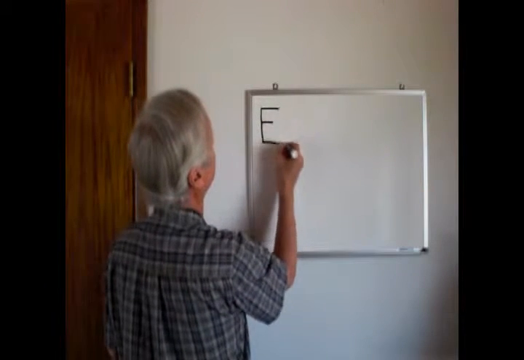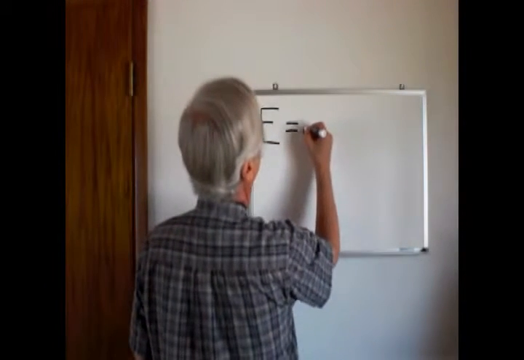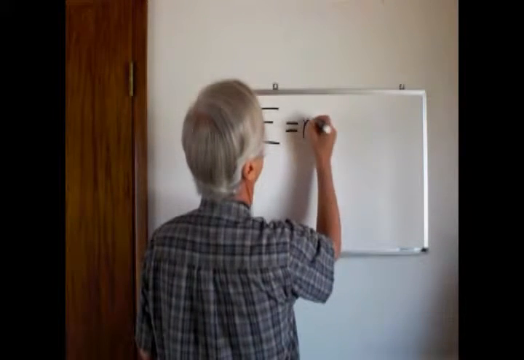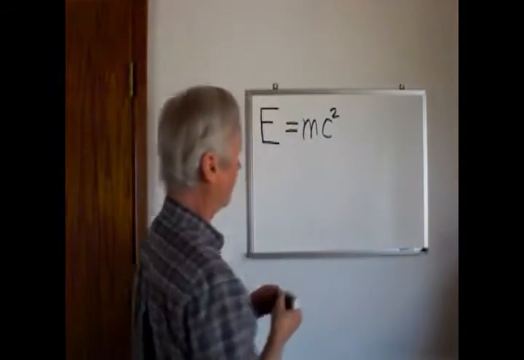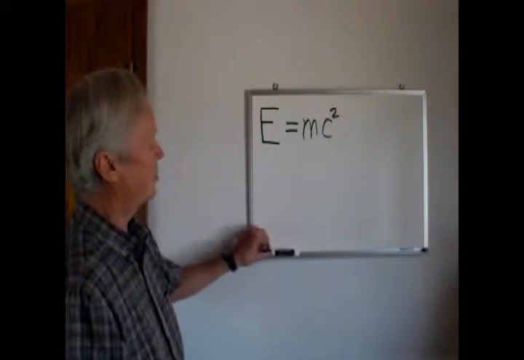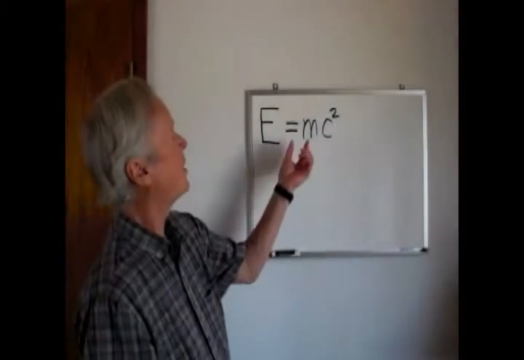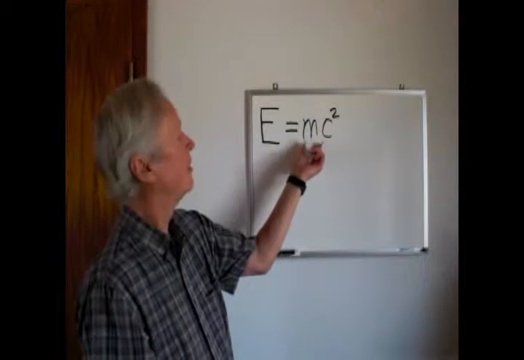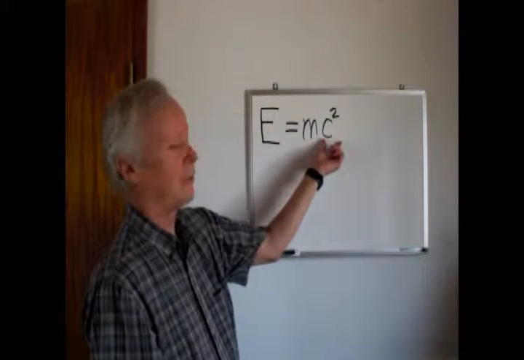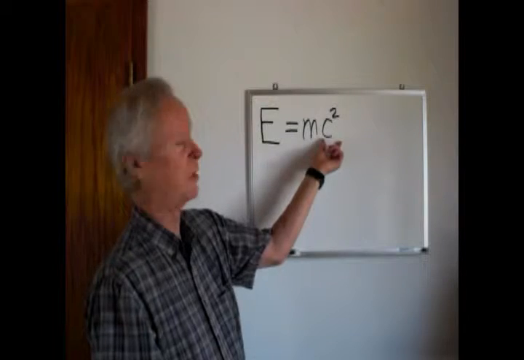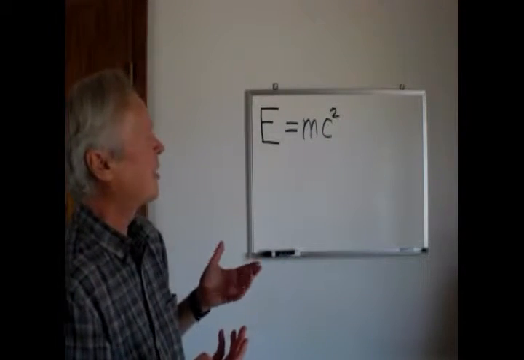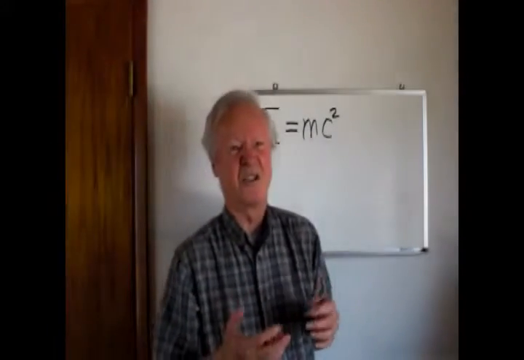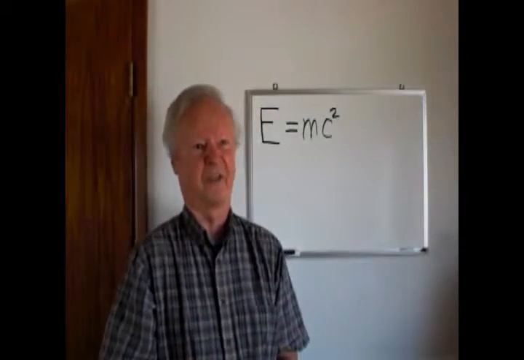E is energy, equals mass times the speed of light squared. What this equation is really telling us is that we can have a small amount of mass and multiply it by a very large number, the speed of light squared, and we get a lot of energy. It's telling us that mass is just a very concentrated form of energy.